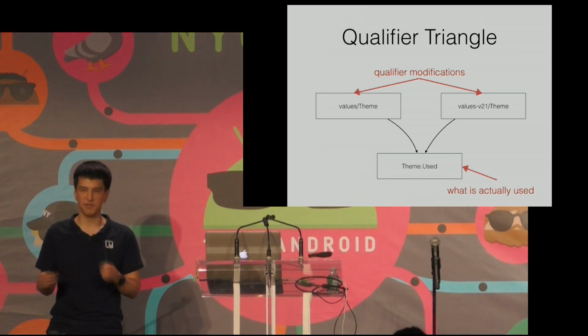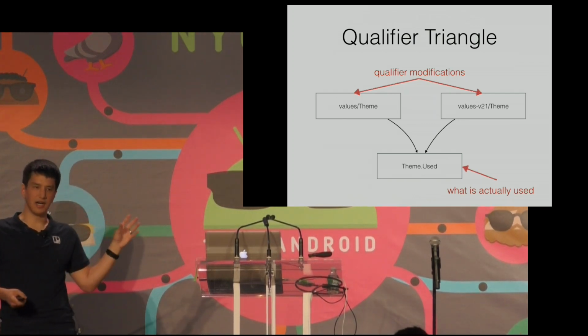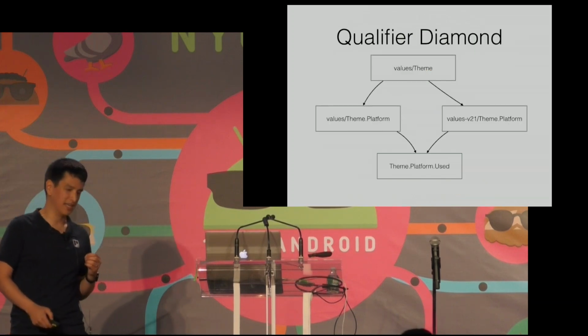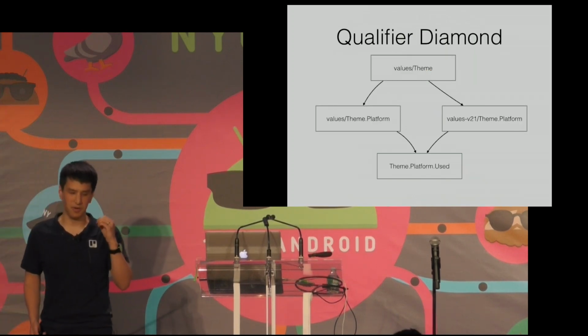But then in the end, what you actually end up using is the child of both of them. And then this can get infinitely more complicated. You can go another level. You can have a Qualifier Diamond.